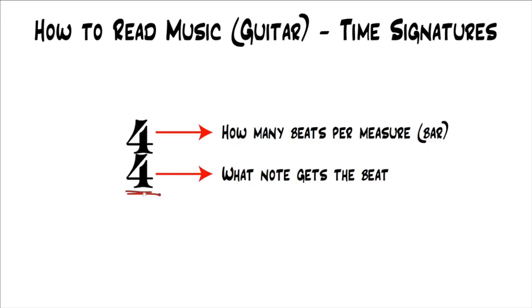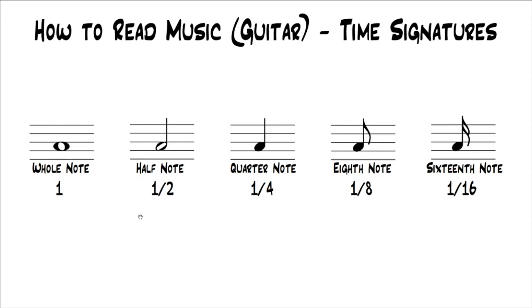And this bottom number cannot be any number like the top number could. The top number, like I say, can be any number. The bottom number has to be one of these values. So, for example, 2, 4, 8, 16. It could be more than that.